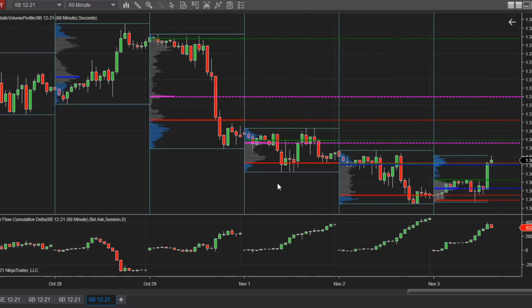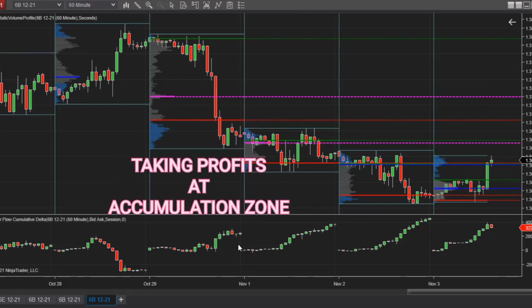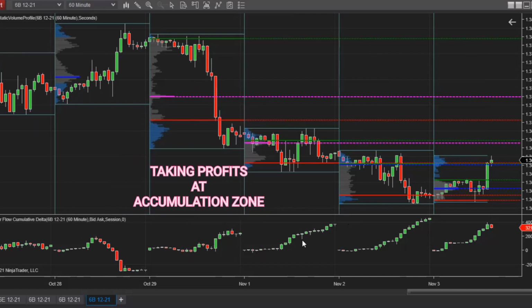That was why I took the profits, because I saw the buy accumulation. So as you can see, the buyers started coming in here, drastically. They started coming in, loading a lot of buys. So nobody should be selling here, except uninformed traders.